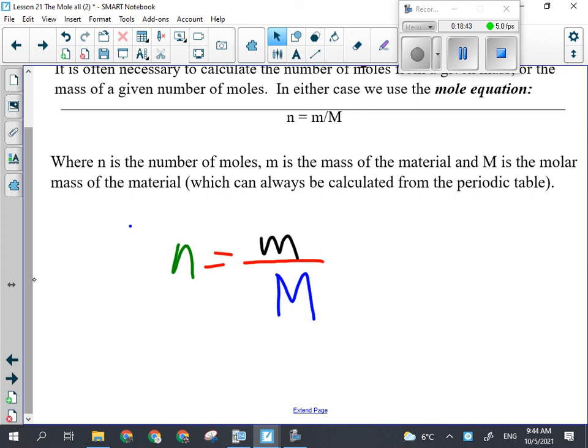You will have to solve for number of moles. You will also have to solve for mass, little m, which will involve algebra. Okay? You will have to manipulate this equation to solve for little m without the use of a triangle.